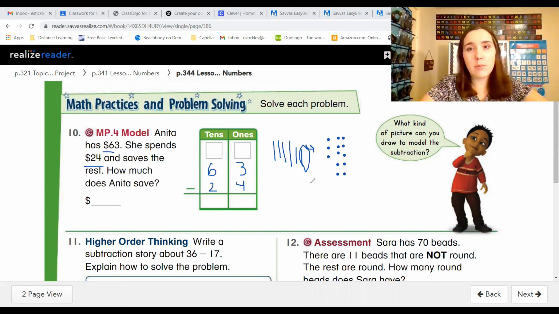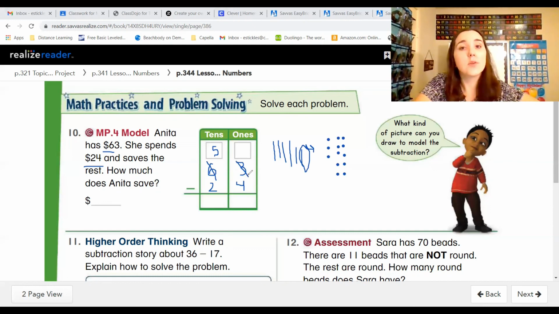Now I've regrouped in my place value blocks, but I need to regroup in my subtraction problem as well. I don't have 6 10s anymore because I took one and I regrouped it. I have 5 now. And I don't just have 3 ones, I have those 3 ones plus the 10 more that I just regrouped. So now I have 13 ones. Okay, now we are ready to do some subtraction.